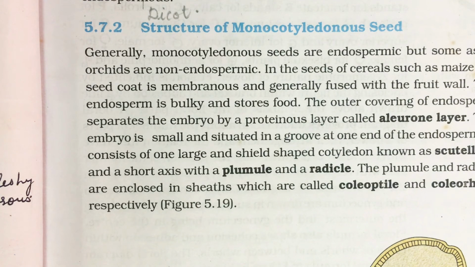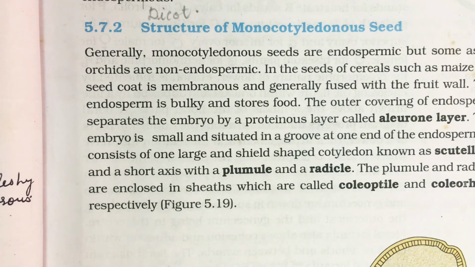In the seeds of cereals such as maize, the seed coat is membranous and generally fused with the fruit wall. मेज़ के केस में जो बाहर का सीड कोट है वो फ्यूज़ हो जाता है फ्रूट वॉल के बीच में ही. The endosperm is bulky and stores food.